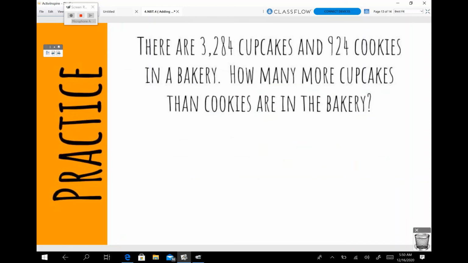Our next word problem, there are 3,284 cupcakes and 924 cookies in a bakery. How many more cupcakes than cookies are in the bakery? So how many more tells me I'm going to use what operation? Subtraction. Good.